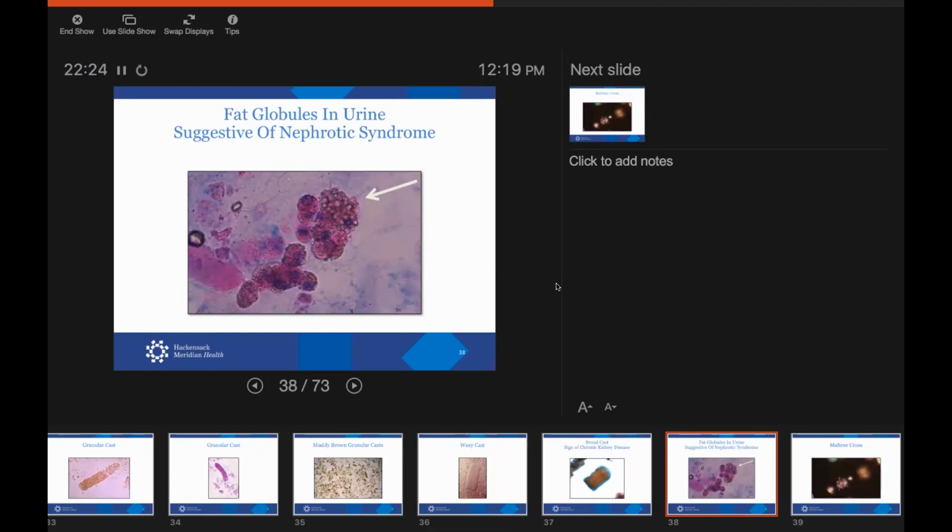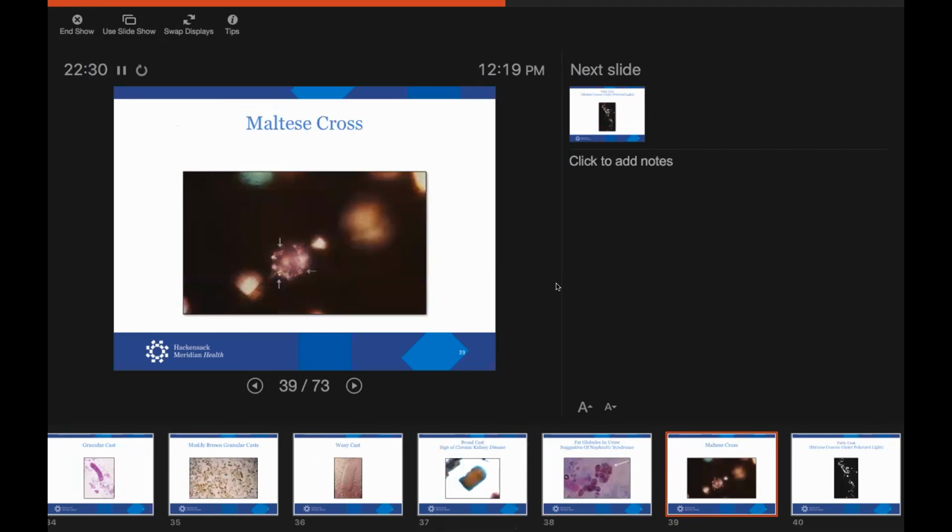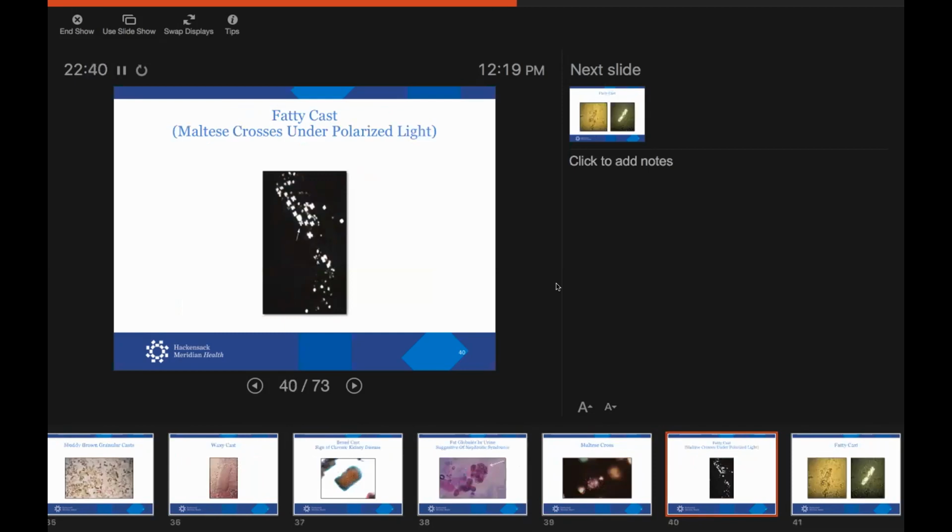So those are free fat, fat globules, or Maltese cross, which is the sign of a cross. Apparently it's described in Malta. I'm just telling you, that's why they call it a Maltese cross. And fat polarizes, by the way.